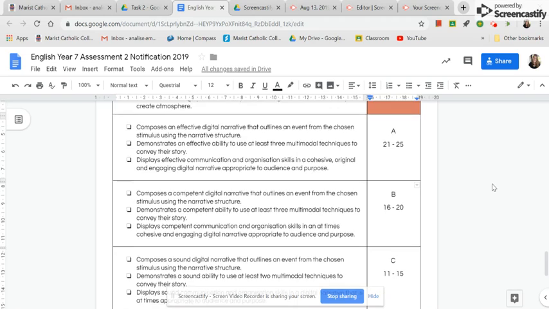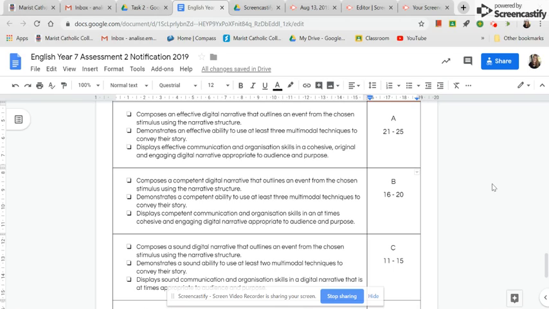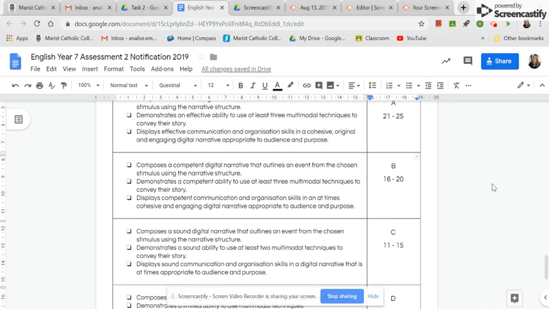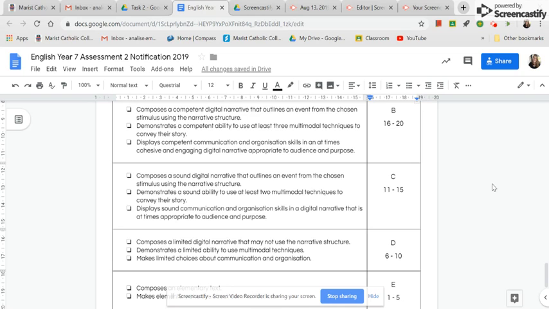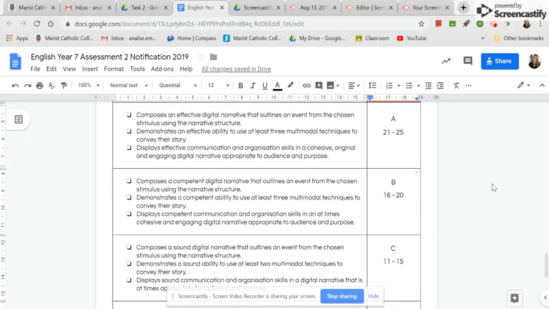For everybody, though, regardless of which option you choose, you're going to receive a mark out of 25. You can see there on the right-hand side, the bands are describing where the marks sit. If you get 21 to 25, you're sitting in an A range. 16 to 20 is a B. 11 to 15 is a C. 6 to 10 is a D. And 1 to 5 is an E. Regardless of which band, we are looking for 3 things in your digital narrative.